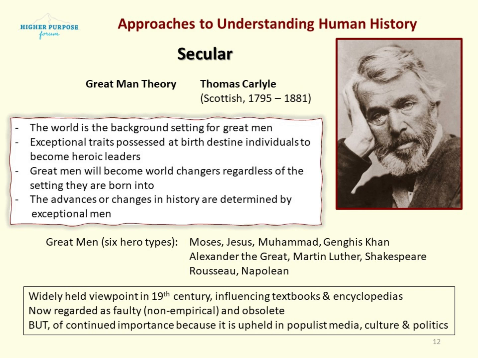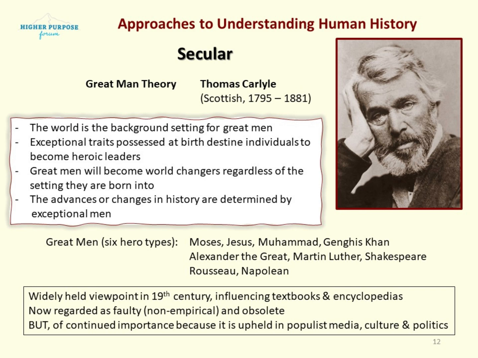The advances or changes in history are determined by exceptional men. This is the opposite of what Hegel thinks. Hegel thinks that great leaders just uncover the force of history that's already underway. But Carlyle believes that great men create history. They're the cause of history, not the effect. So Carlyle has 6 hero types, and some of his heroes that he writes about: Moses, Jesus, Muhammad, Genghis Khan, Alexander the Great, Martin Luther, Shakespeare, Rousseau.